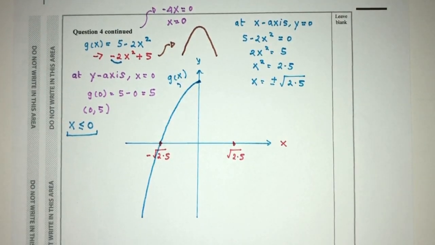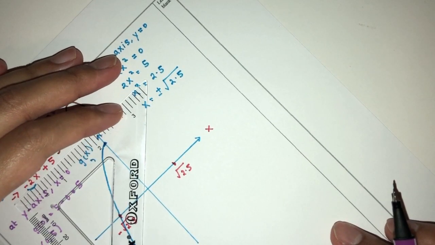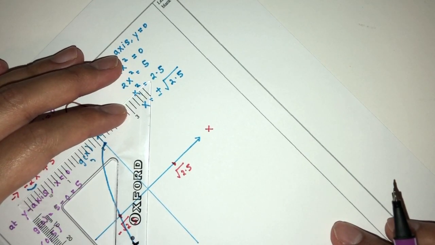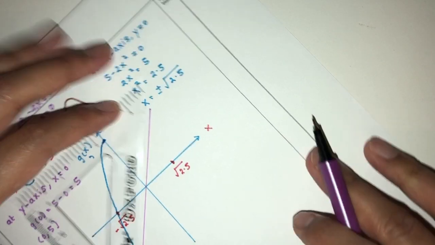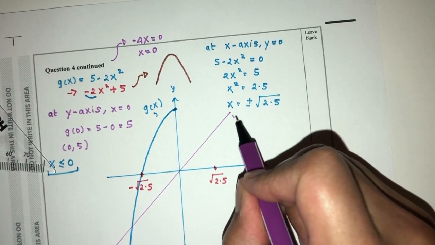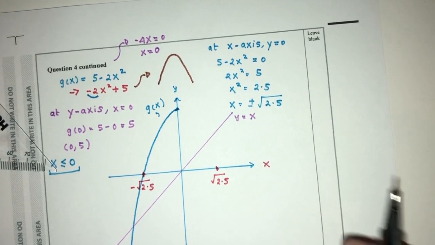Now the main idea to draw g inverse of x is we understand that it is a reflection in the line y equal to x. That's something we understand, right? That will be here and here. So that is y equal to x. Now we can just do it by reflection.